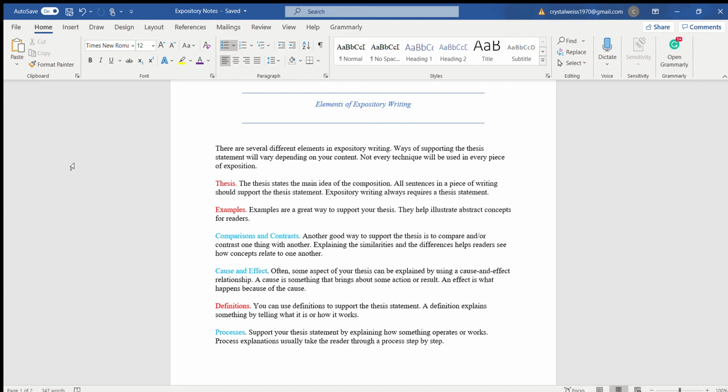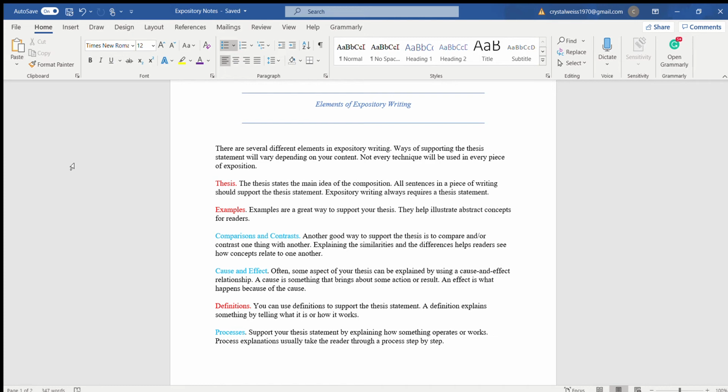You can see from just looking at this that there's examples, there's comparison and contrast, there's cause and effect, there's definitions, and there's processes. So we are going to be doing a little bit where you'll be reading about comparisons and contrast. Of course, our next essay is the compare and contrast essay. So obviously it's also an expository essay.